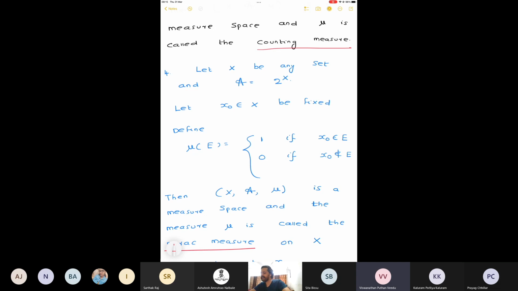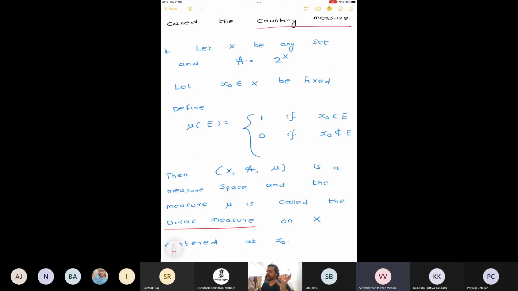I have given another example here. Again, it is in a general setting. You start with any arbitrary set, a non-empty set to start with, so that everything will become non-trivial. Otherwise, things will be trivial. Take script A to be the power set of X, the collection of all subsets of X. Now I am going to define the measure in a particular way. Fix an element X naught in X.